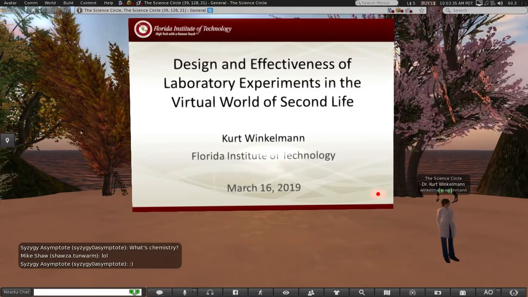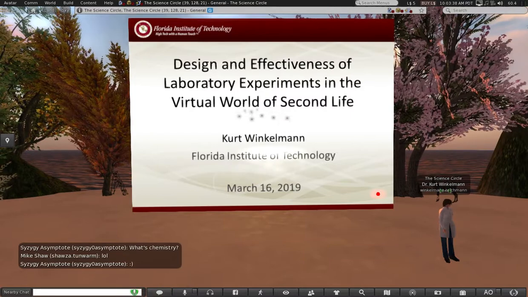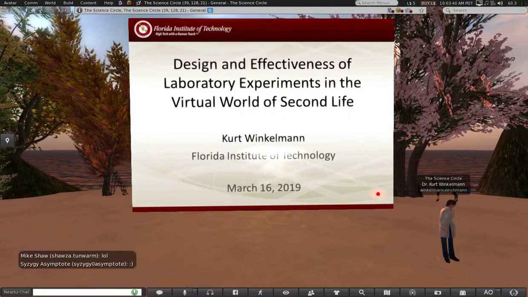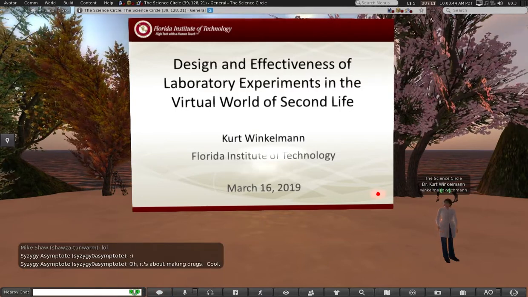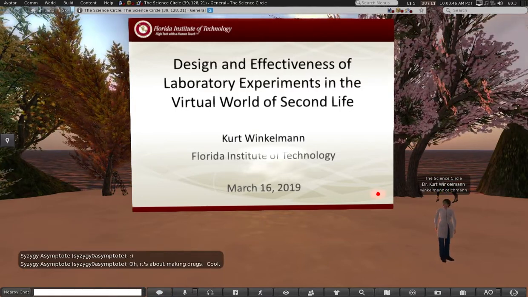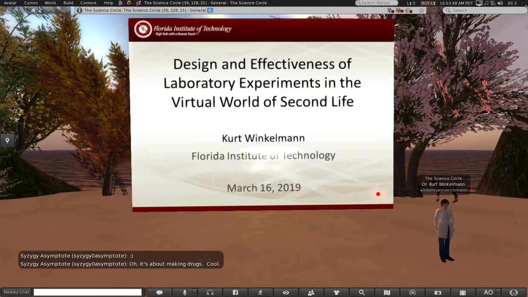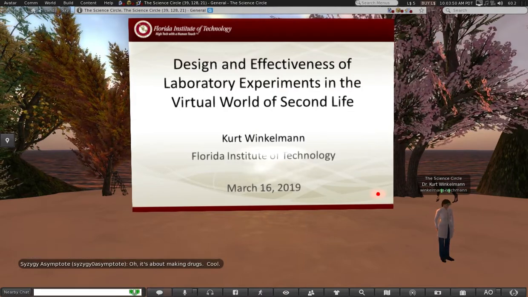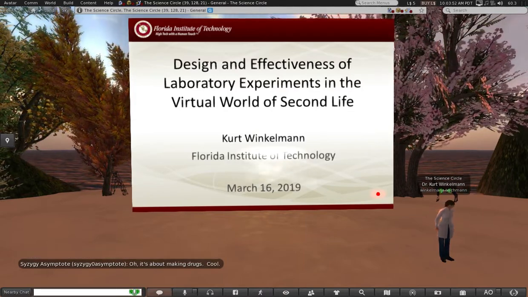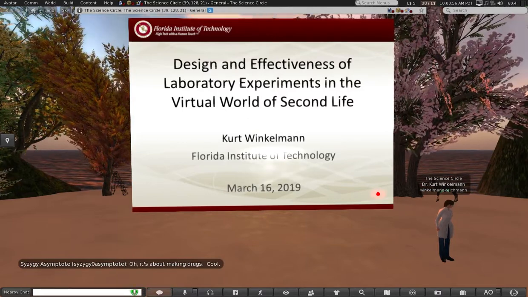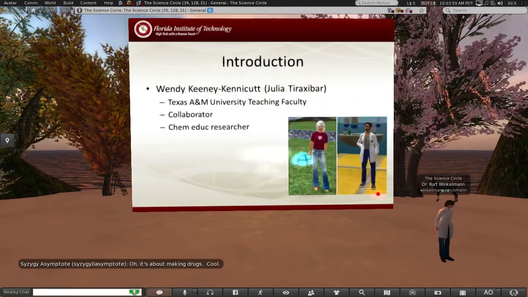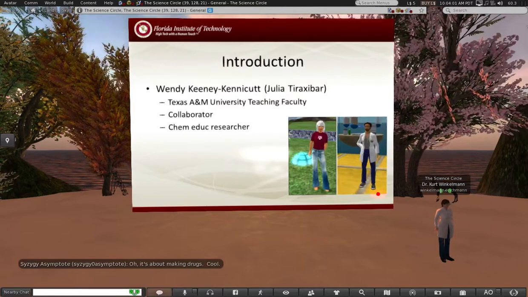Okay, so let's talk about the design and effectiveness of laboratory experiments in Second Life. I am, let's see, just having a little trouble getting the slides advanced. There we go.